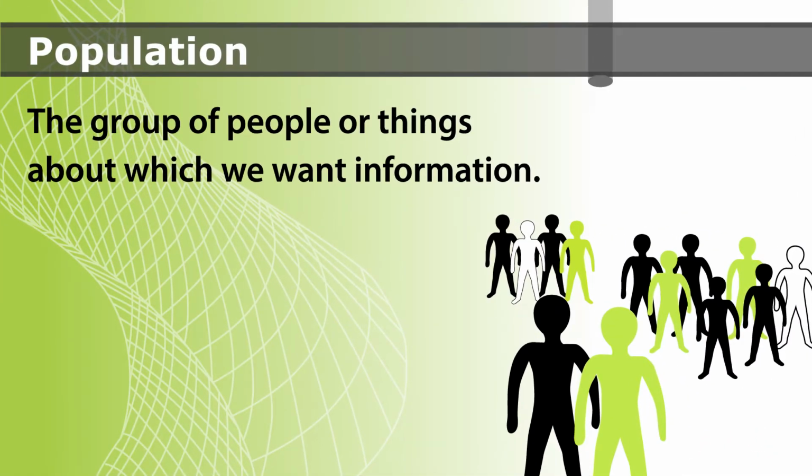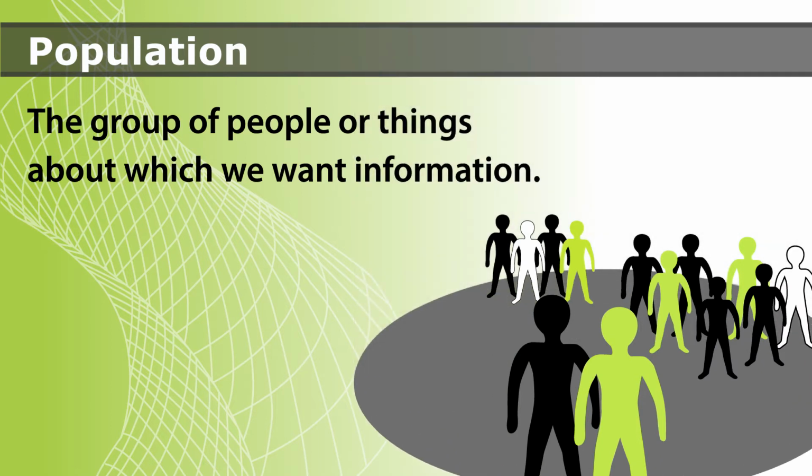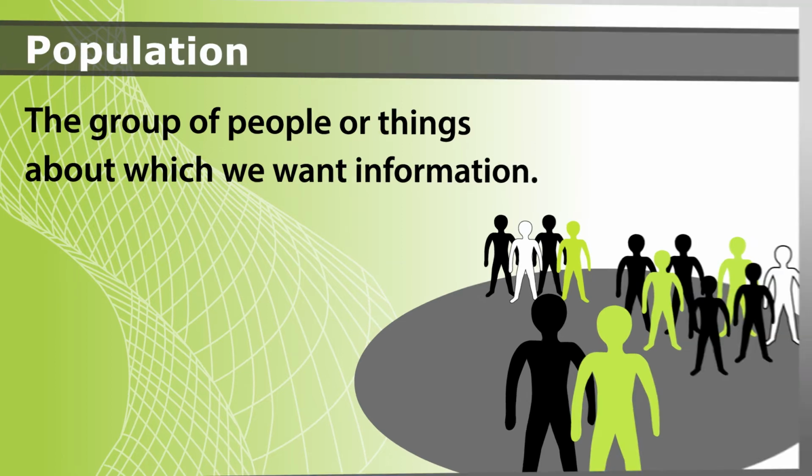Well, we tend to think a population is a number. The population of New York City is so many people, or the population of the world is 7 billion people. But in statistics, the word population has a little different meaning. In statistics, the word population means the group of people or things about which we want information. For instance, if we want to know the typical age of a person in your hometown, then the population would be all the people in your hometown.